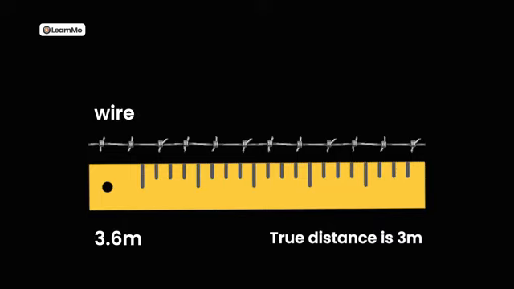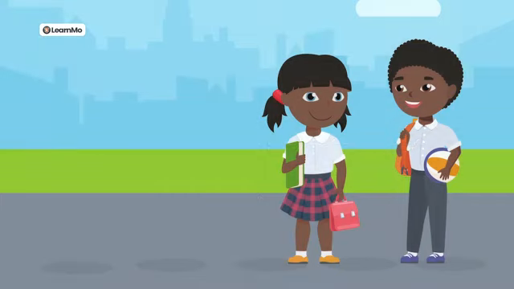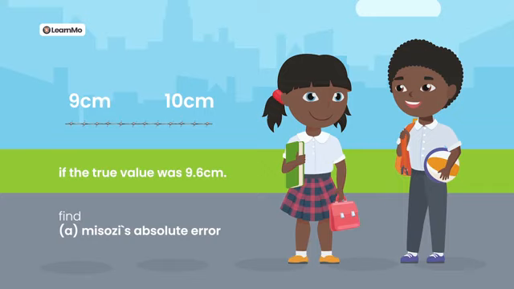So I'm just approximating. So under approximation, I'm going to talk about the first question, which reads as follows. Misozi and Filamba estimated the length of a line to be 9 centimeters and 10 centimeters respectively. If the true value of the line was 9.6, find A, Misozi's absolute error. So we are going to start with Misozi's absolute error.